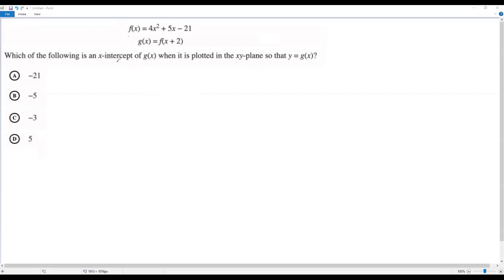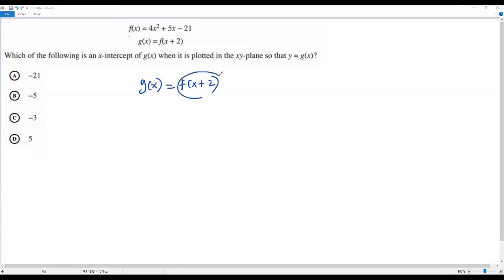Okay, so according to the question, we have to find the x-intercept of g(x). The function g(x) is given here: g(x) is equal to f(x) + 2. The function g(x) is defined in terms of f(x). We already know the expression equivalent to f(x), that is 4x² + 5x − 21. But here we have f(x) + 2, which is equal to g(x).